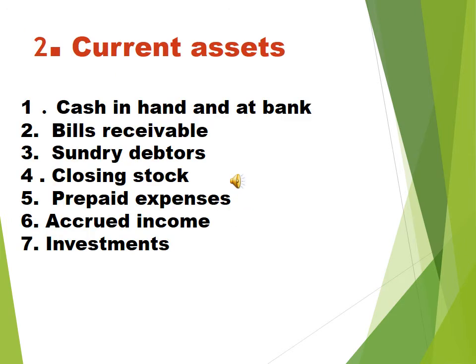The second is the current asset. Current assets are those in which either in the form of cash or which can be converted into cash within a year. For example, cash in hand, cash at bank, bills receivable, sundry debtors, closing stock, prepaid expenses, expenses paid in advance for services to be received in future. They are called prepaid expenses.